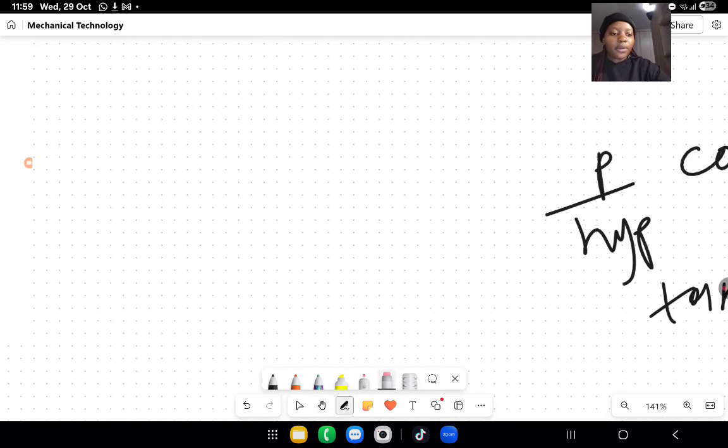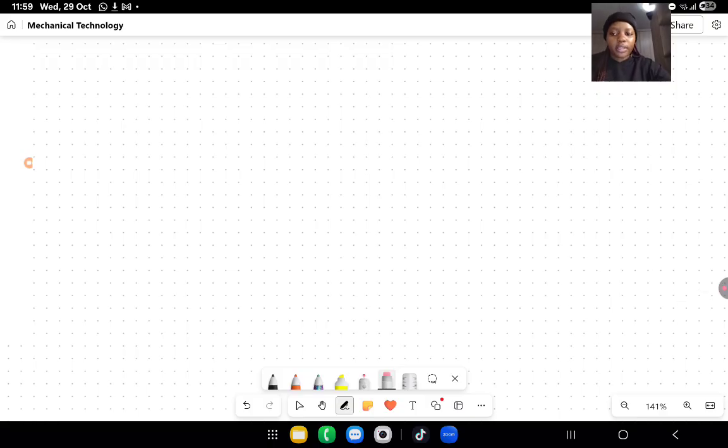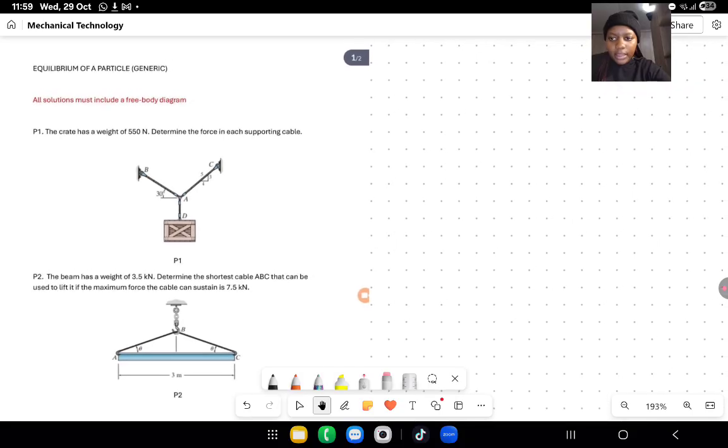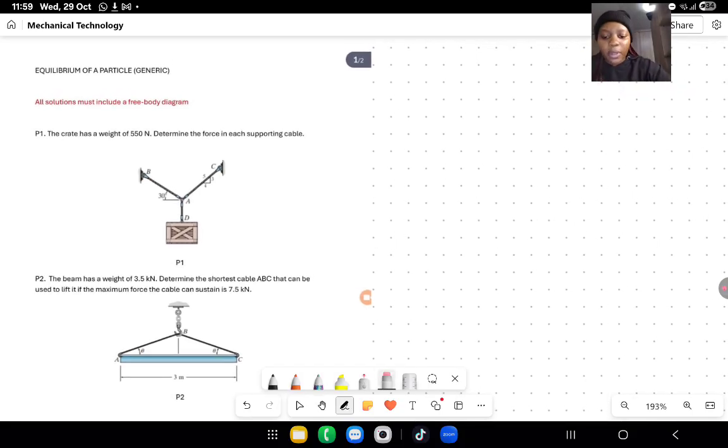So for our number 1, sorry for not erasing that. Here, I think you can see clearly. Here on our number 1, they say the crate has a weight of 550 N. Determine the force in each supporting cable.